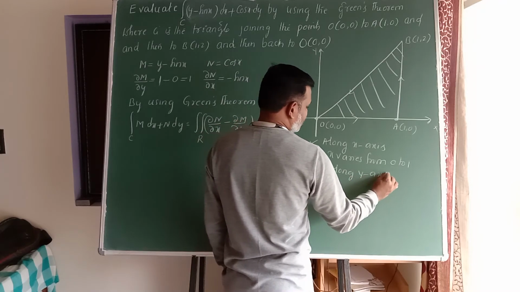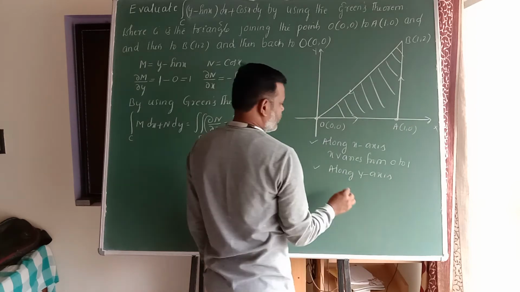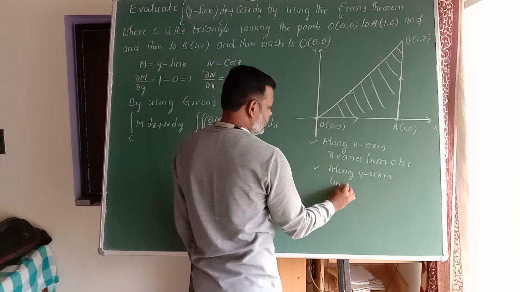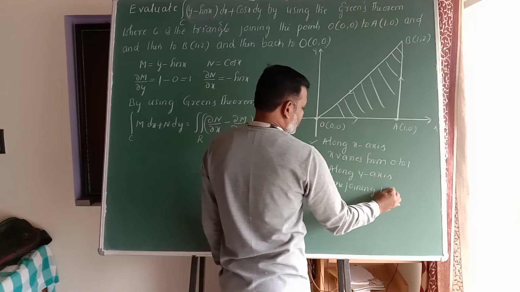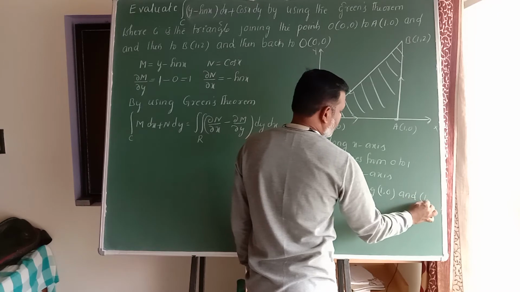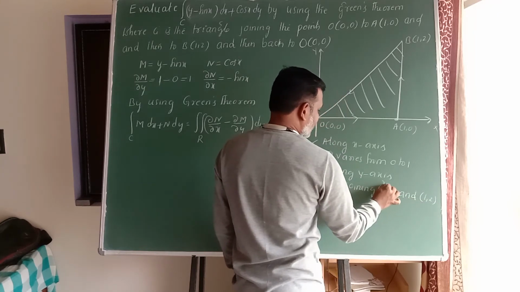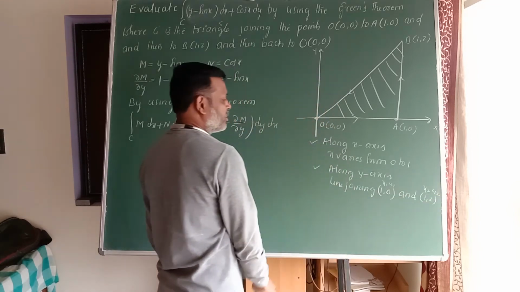Along the y-axis, there are 2 points, (1, 0) and (1, 2). Along the y-axis is nothing but AB. So the line joining (1, 0) and (1, 2). Treat this one as x1, y1 and this one as x2, y2. Now let us find out the line equation.